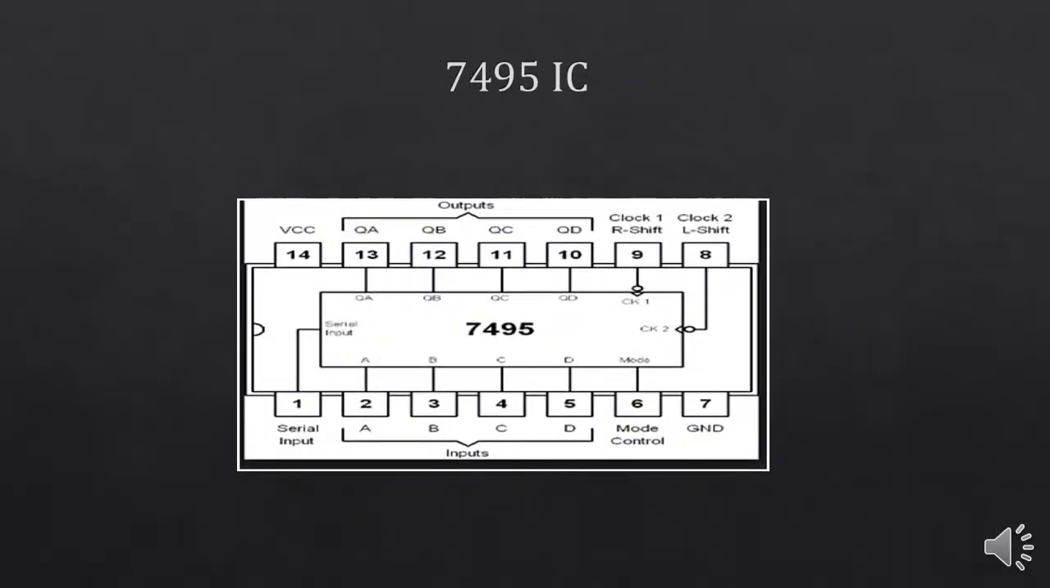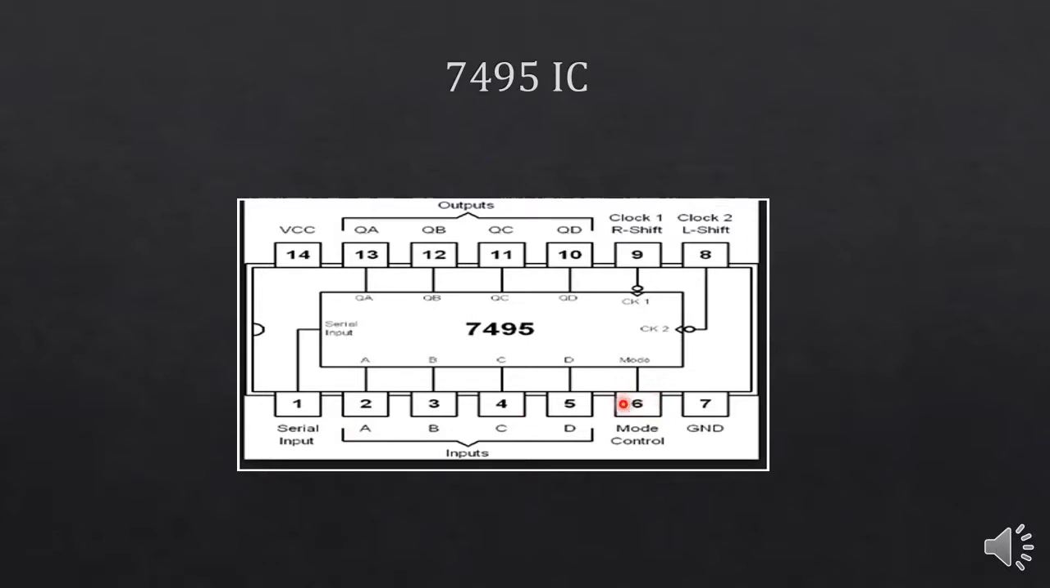The IC that we are going to use is 7495. It is a 4-bit shift register IC having 14 pins. Pin number 1 is used when you want to serial input your data. You are going to apply that data at this pin. Pin number 2, 3, 4, 5 are used for parallel input of data.